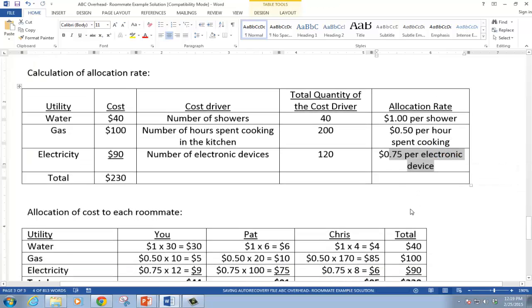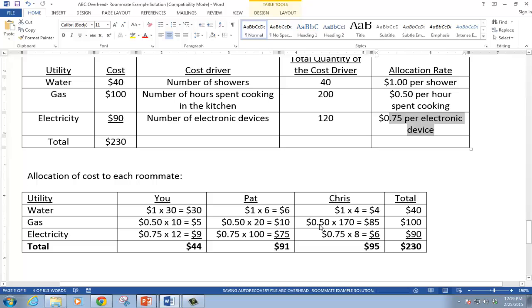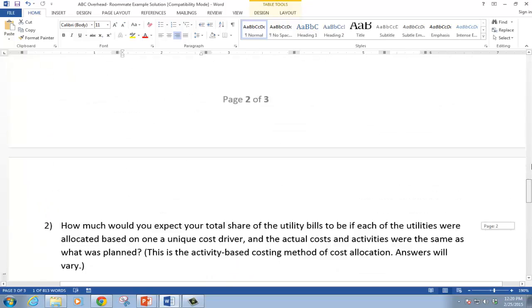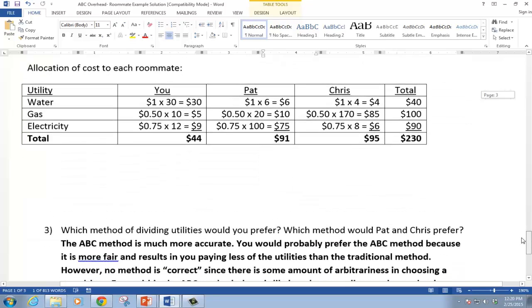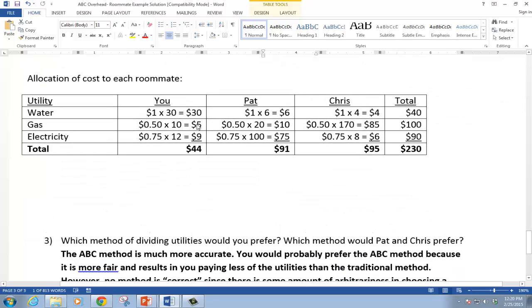So now to allocate the costs for you, for the water bill, we'll take the 30 showers times $1 per shower. So you're still going to pay $30 of the $40 water bill. But now it'll be different for gas and electricity. For gas, since you only spent 10 hours cooking in the kitchen, that 10 comes from right here, at $0.50 per hour, that's only $5 of the gas bill. And you can see Chris is going to pay a lot of that.